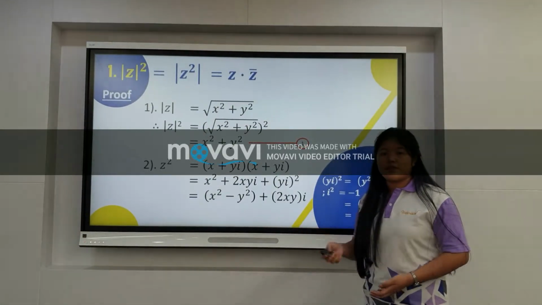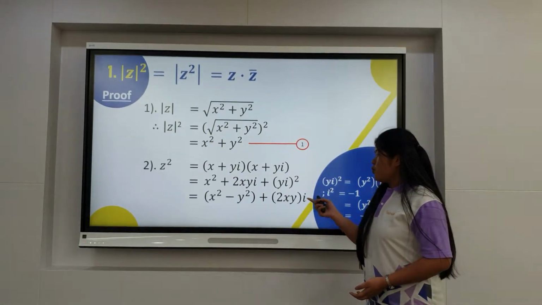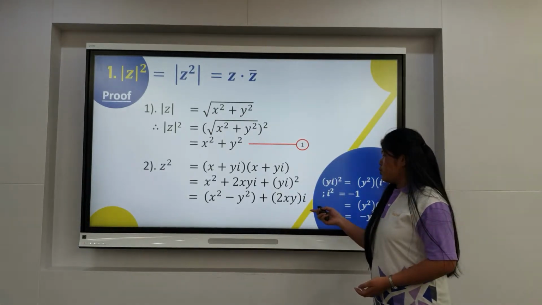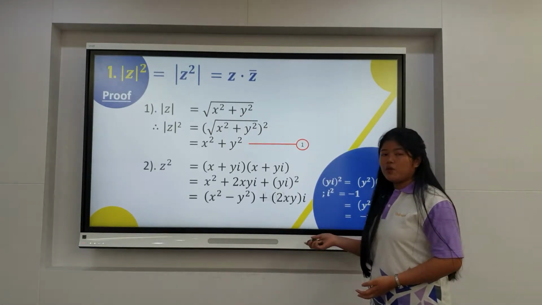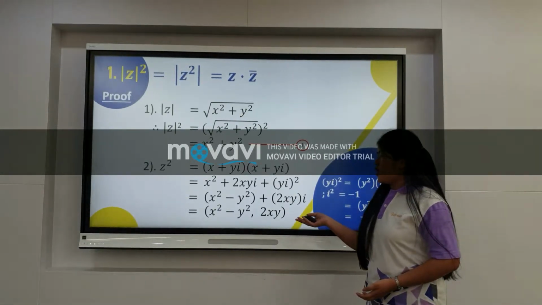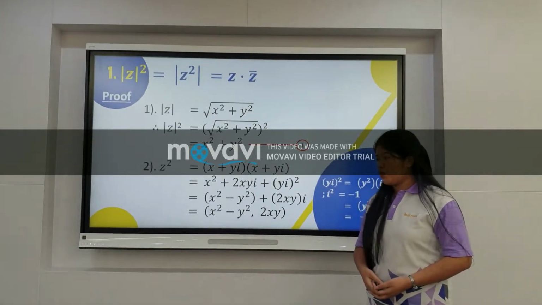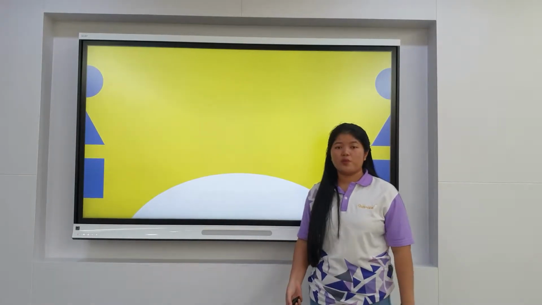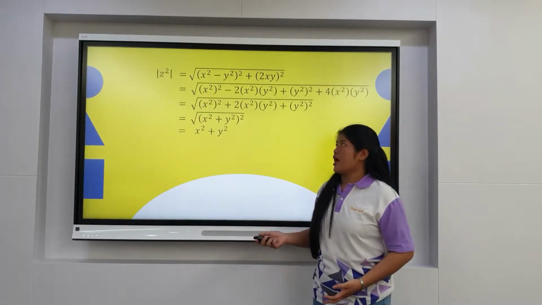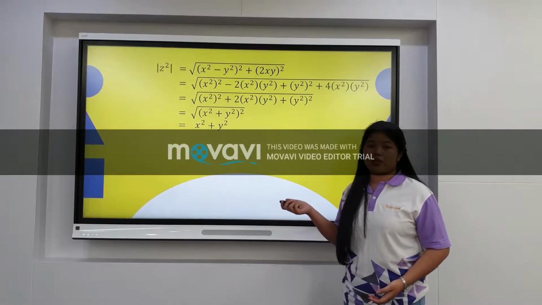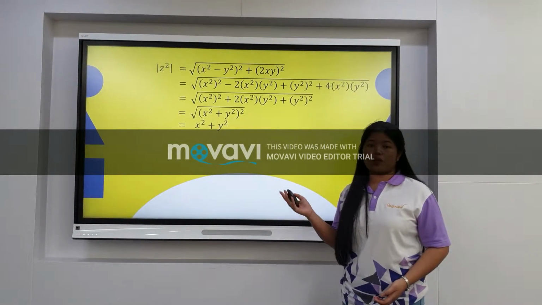And next we will reform it. In this equation, we will get x squared minus y squared plus 2xyi. And next we will write it as an ordered pair. We can write the ordered pair (x squared minus y squared, 2xy). Okay, now we know what z squared is, but we want to find the absolute z squared. So we take the absolute value of z squared. We get the square root of (x squared minus y squared) squared plus (2xy) squared.